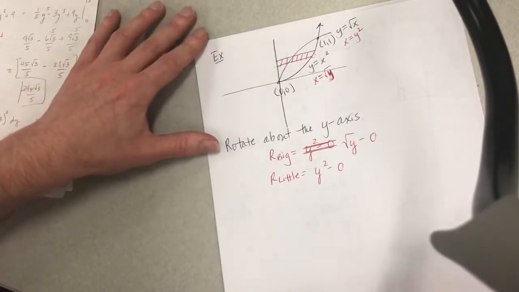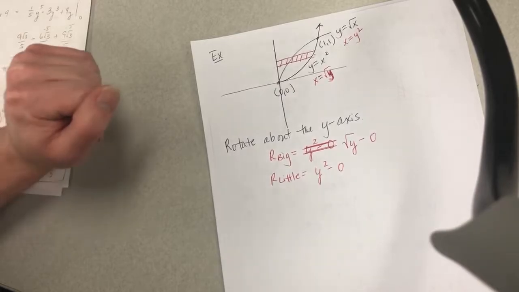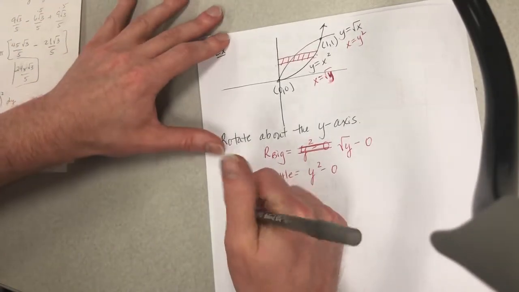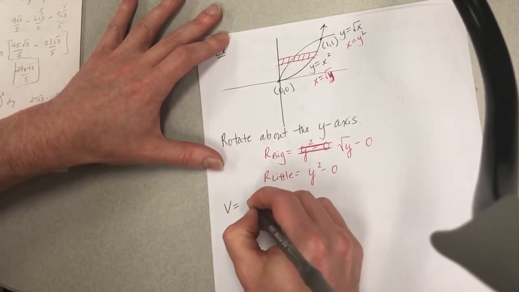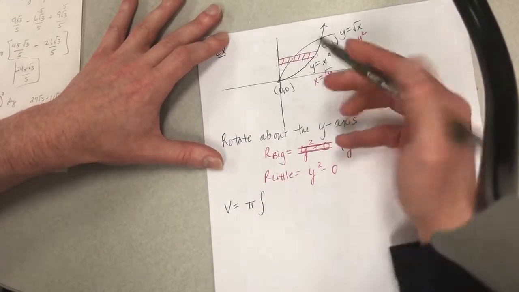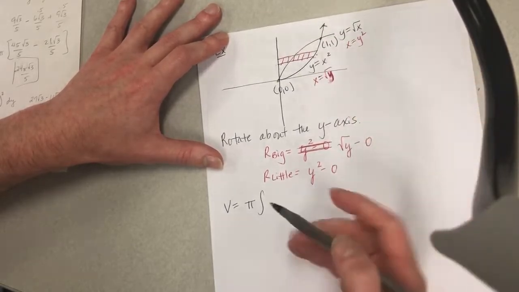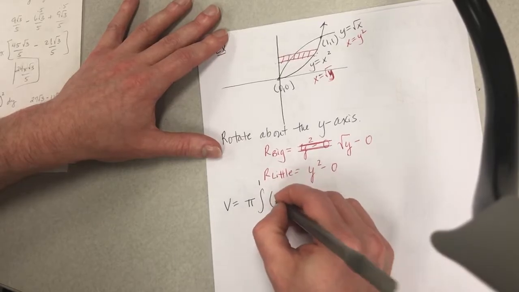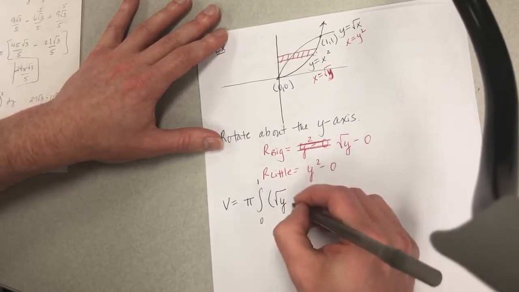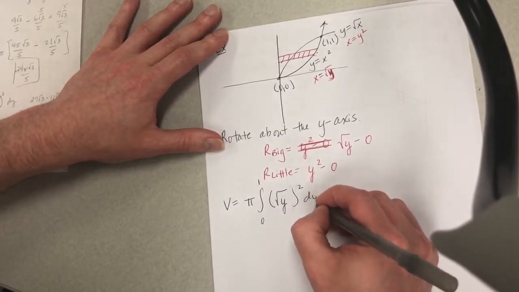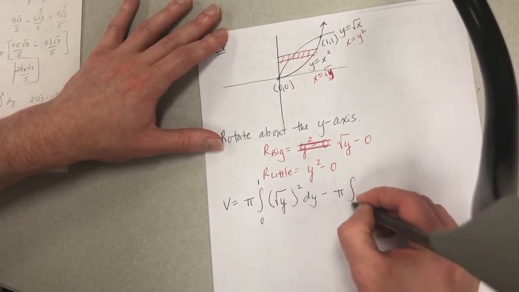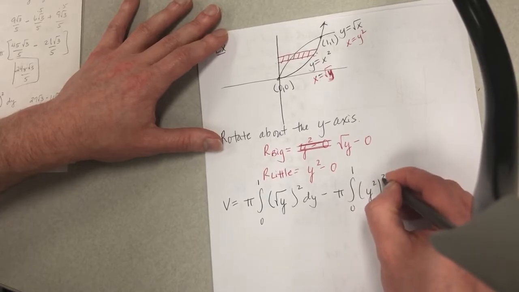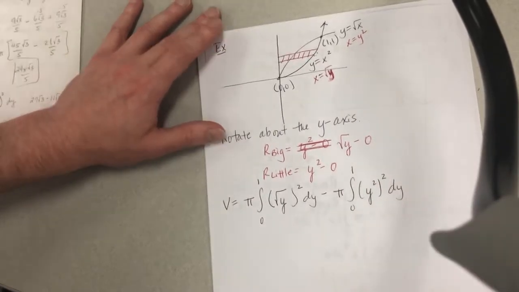And from there, we're just going to set up the integrals. We're not going to do anything special or fancy with this. We're not going to try and get an answer. So your volume is going to be pi times the integral from our y values, 0 and 1, of square root of y squared dy minus pi times integral 0 to 1 of r little squared, which is going to be y squared dy.